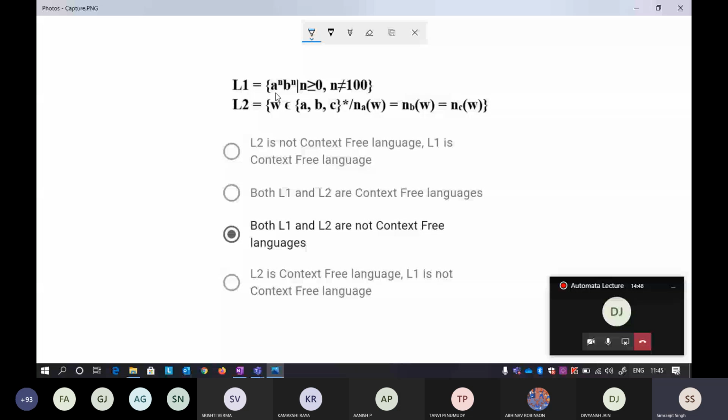This question is divided into two parts: a^n b^n where n is less than 100, and a^n b^n where n is greater than or equal to 100. The first one becomes a regular part, the second one becomes a context-free part. So this language is context free, but the other is not context free, because there are two comparisons going on. So L1 is context free, L2 is not context free.